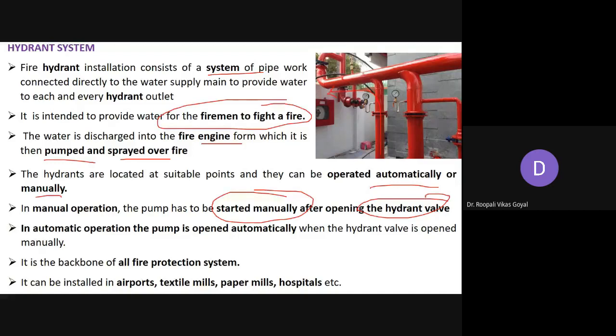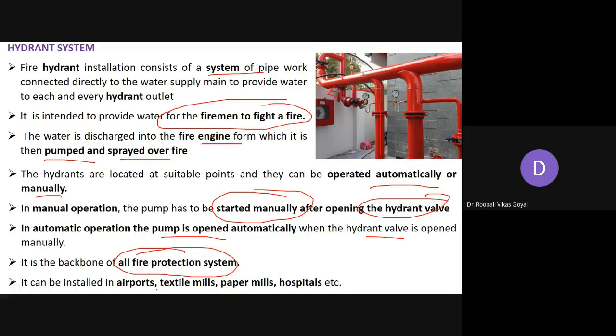But this pump has to be also started manually. But whenever we are talking about automatic hydrant system, the pump will be automatically operated once this hydrant valve is open. valve open किया तो pump भी automatically start हो जाएगा, and it will extinguish the fire. So basically this system is considered to be the backbone of all fire protection systems. And normally everywhere in high rise buildings also you may find such hose pipes होते हैं, then the fire hydrant system, the पूरा piping system that is provided.